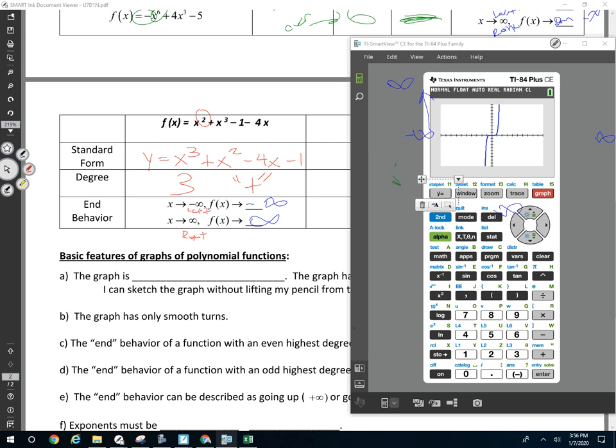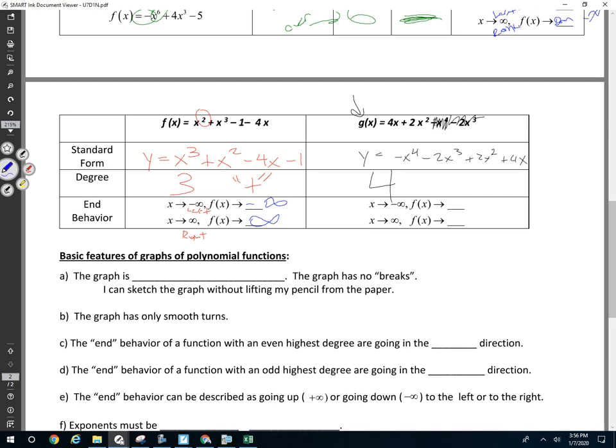What does x squared look like? What does x to the 4th look like? What does x to the 6th look like? What happens if I put a negative in front of this x to the 4th? It's going to flip. If I go to the left, if I go to the right, where are my values going? Up or down? Go ahead, write them down.